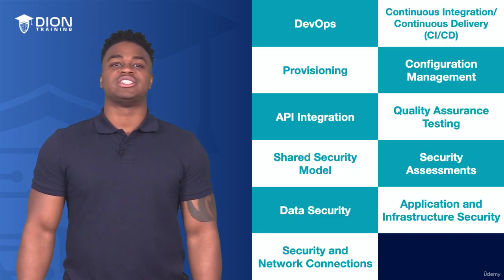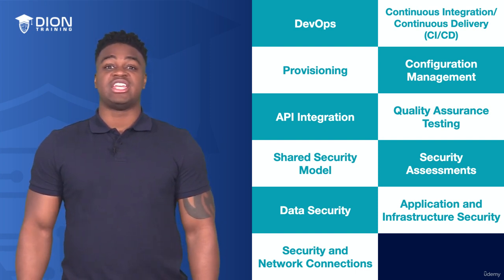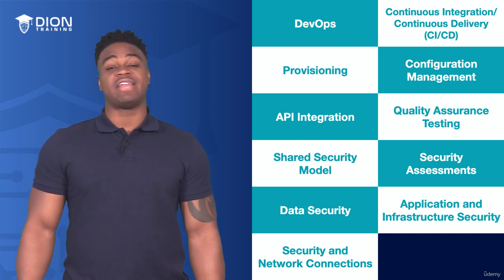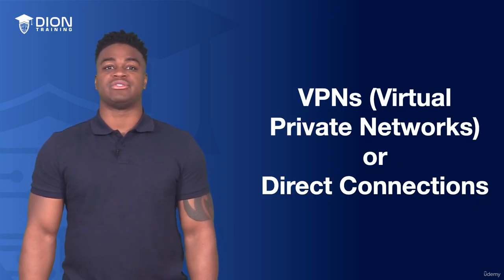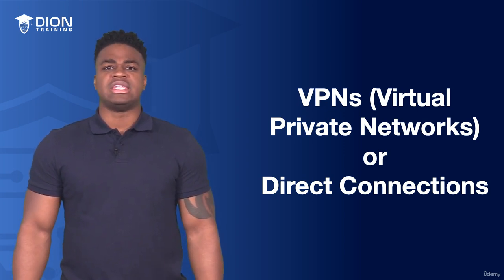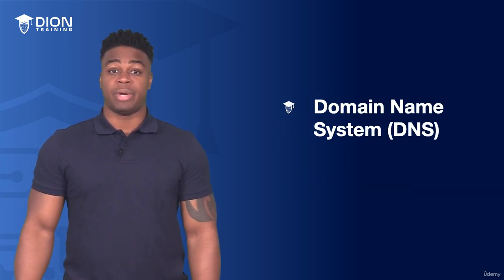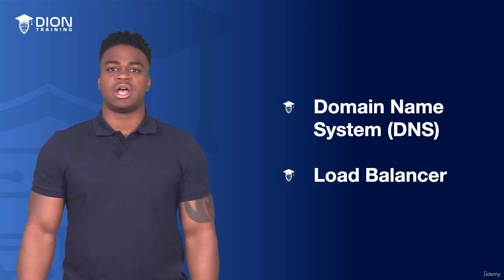Next, we'll discuss the security of your network connections in the cloud, including VPNs, direct connections, networking services, DNS, and firewalls. Using VPNs, or virtual private networks, or direct connections are two common methods of securely connecting to cloud resources from external networks. Network services such as DNS, domain name systems, and load balancers can also be used to provide secure and reliable access to cloud resources.